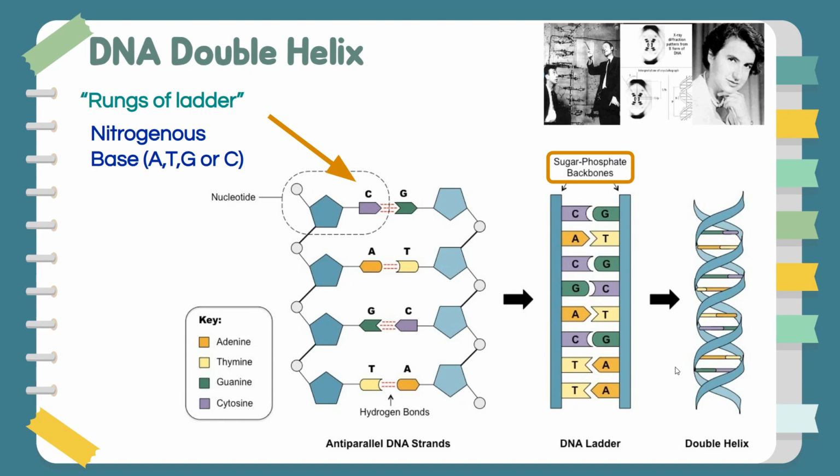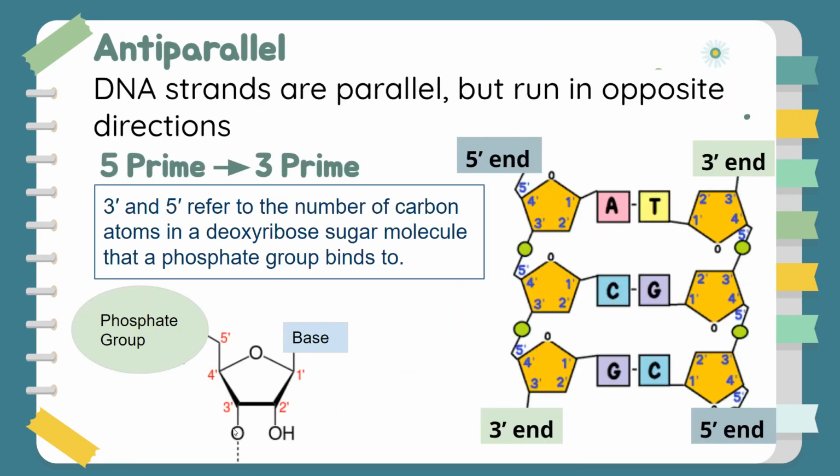Looking at our image here, you can see that the nitrogen bases sort of resemble the rungs of a ladder, while the sugar and phosphate form the sides. We call that the sugar-phosphate backbone, and together they create this spiral staircase-like structure. And that's what we're referring to as a double helix, the spiral staircase-like structure.